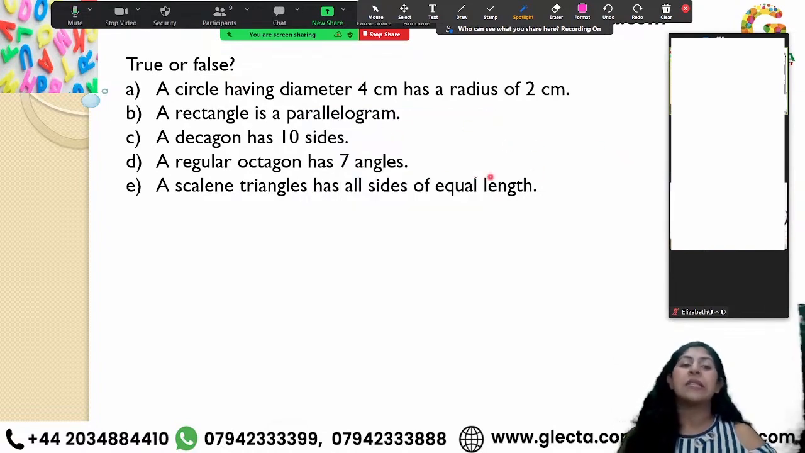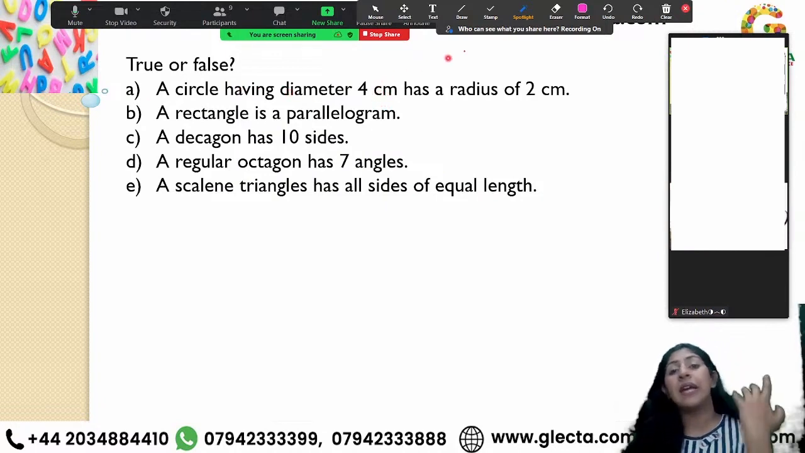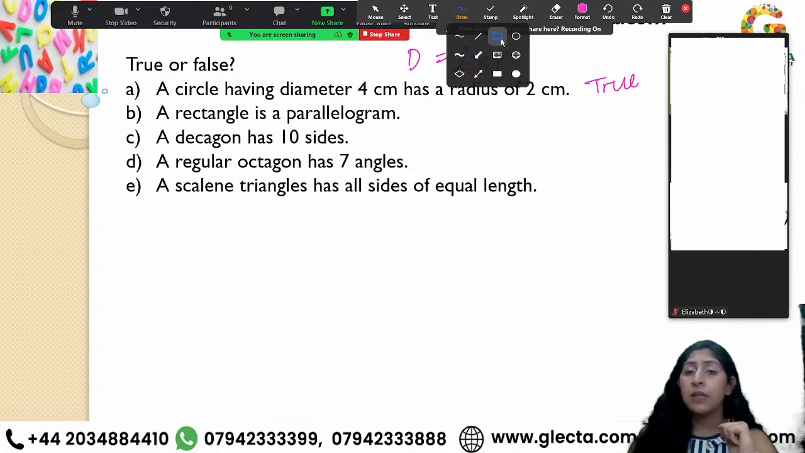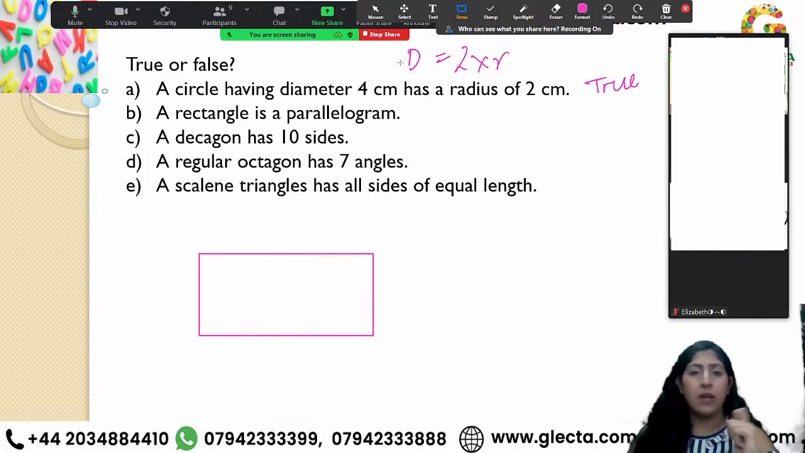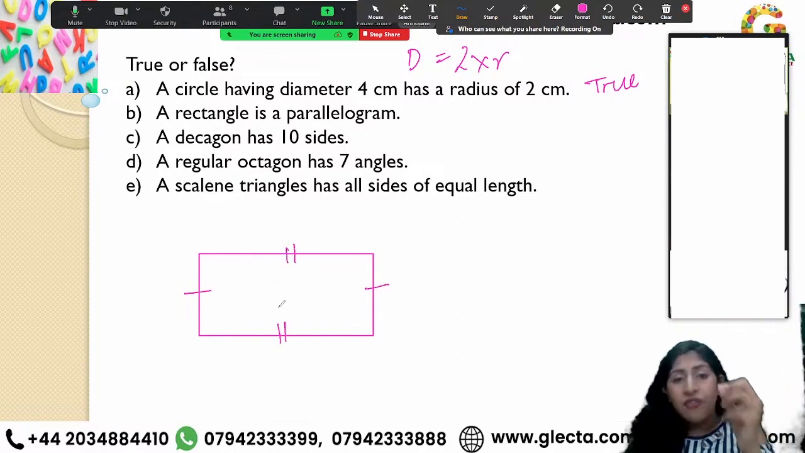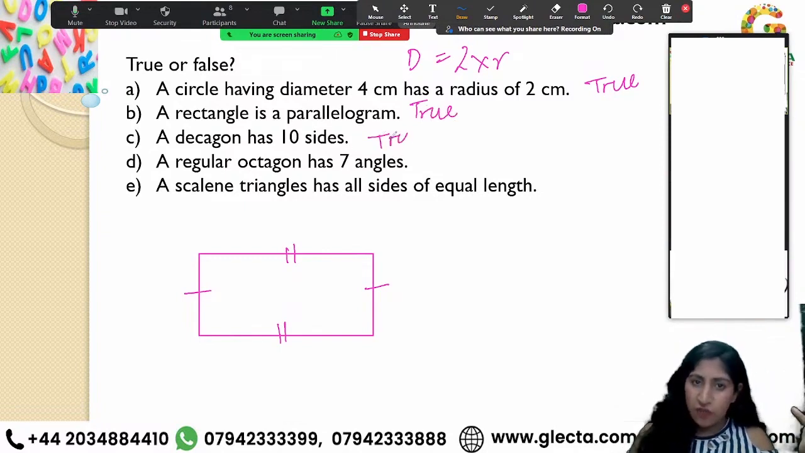Okay, let's quickly discuss this one. A part, a circle having diameter 4 centimeter. Like I told you guys, that diameter is always double of the radius, right? So this one is definitely true. For the B part, what's a parallelogram? A parallelogram is a four-sided shape which has opposite sides equal and parallel. So every rectangle is a parallelogram. True. A decagon has 10 sides. That's the definition of decagon.